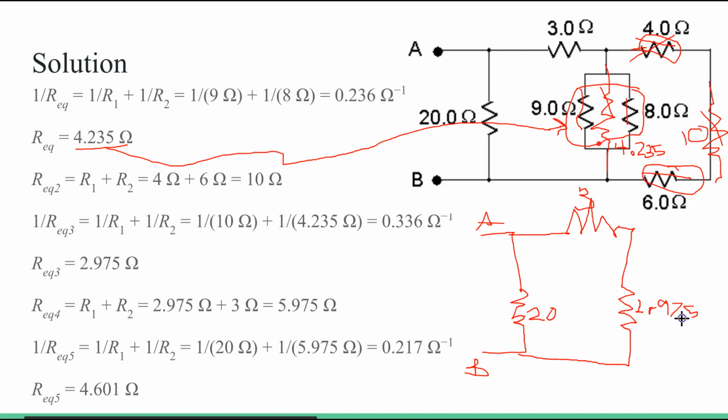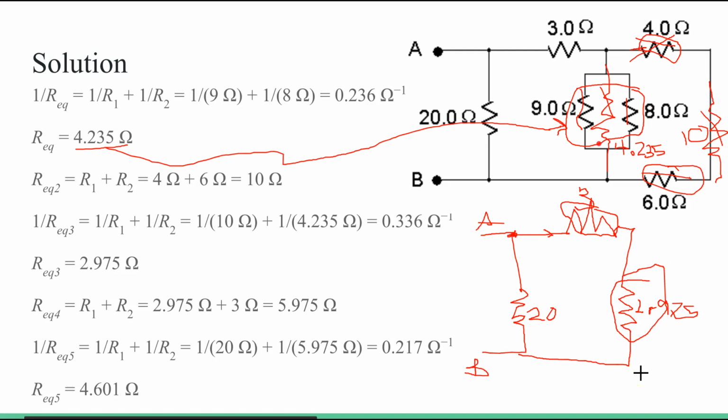Imagine that you were current. The current would split here. So you can't really add the 20 and 3 ohm resistors together because it's a junction. Actually this whole combination and this will be in parallel. The same current will be flowing through this resistor and this resistor, which means these two are in series.